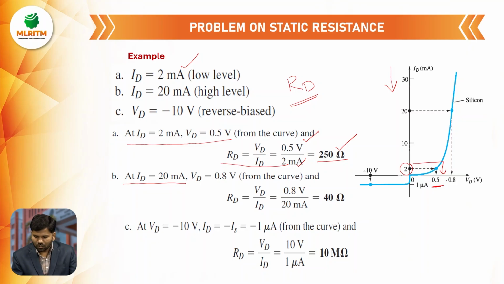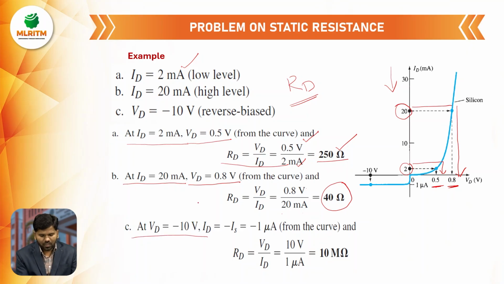So if ID is equal to 20 milliamps, this is the ID value, 20 milliamps. The corresponding voltage, what is the voltage here? The corresponding voltage is 0.8 volts. So now 0.8 by 20 milliamps, we will get 40 ohms, right?